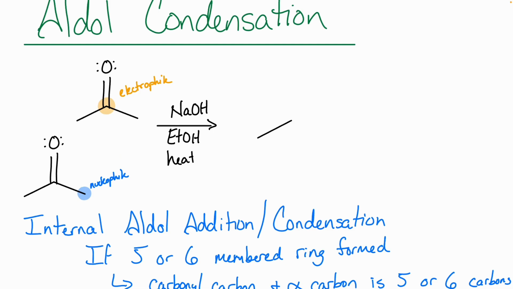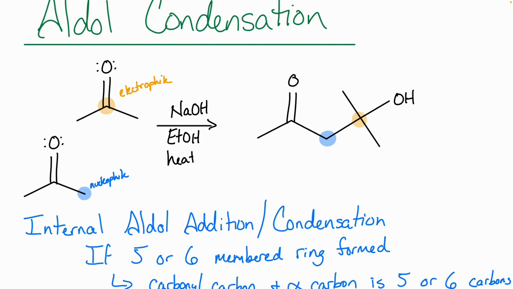Okay, so when we're drawing our product, I'm going to start by drawing that nucleophile. When I get to that alpha carbon and I draw my new bond, on the other side has to be that electrophile. Okay, my addition product is going to be that alcohol, or aldol, right?